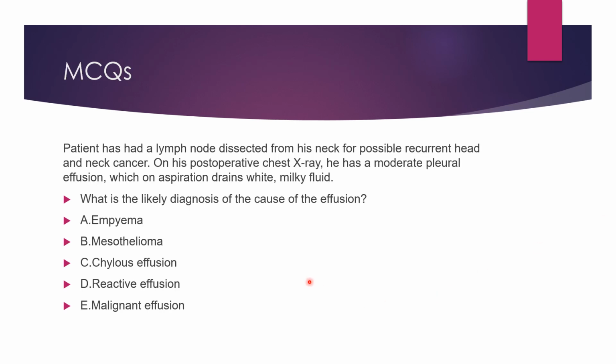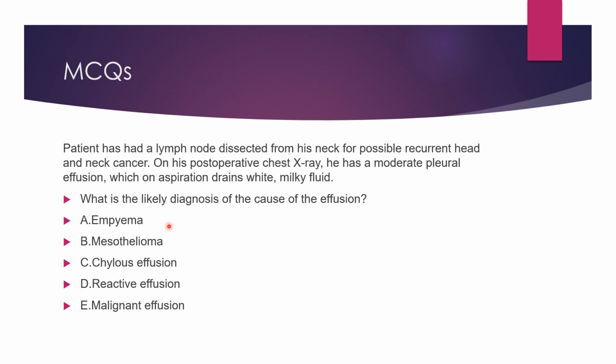And coming to the MCQs, this patient has a lymph node dissected from his neck for possible recurrent head and neck cancer, and on his post-operative chest X-ray, he has moderate pleural effusion, which on aspiration drains white milky fluid. What is the likely diagnosis for the cause of his effusion? The options are empyema, mesothelioma, chylous effusion, reactive effusion, malignant effusion.